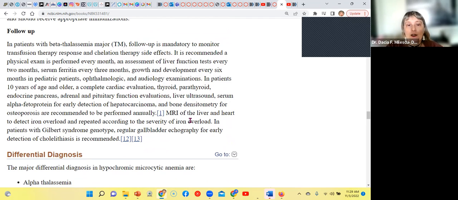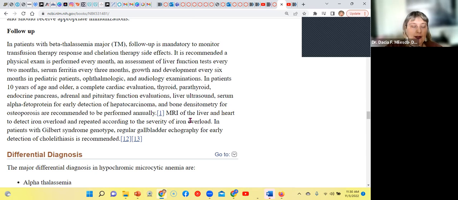And anybody that's 10 years or older, they need to be checked out for any cardiac issues, thyroid issues, parathyroid, endocrine, adrenal function, all of these things, especially the bone density, due to the stem cells overproducing the red blood cells to compensate for the anemias. All right, frequent MRIs to check the liver and the heart to detect any kind of iron overload. That's the reason why we check the heart.